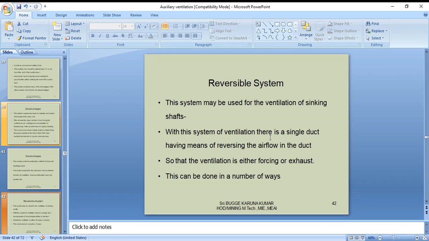Reversible system. This system may be used for the ventilation of sinking shafts. Within this system of ventilation, there is a single duct, with a reversal of airflow in the duct so that the ventilation is either forcing or exhaust. This can be done in a number of ways.